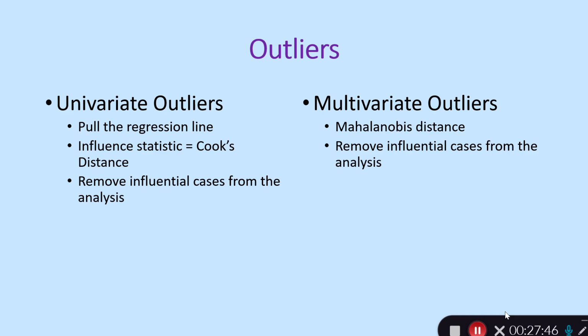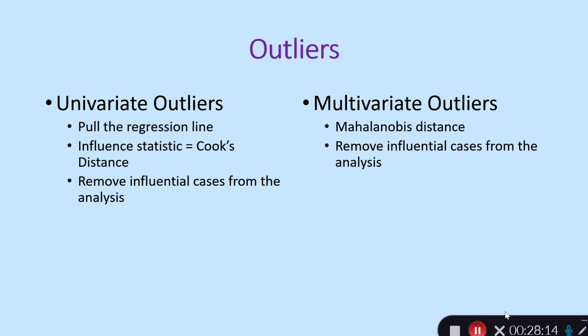Multivariate outliers are quite a complex thing to explain, because when we're talking about multivariate, we're talking about multiple variables. So these are outliers across more than one variable, essentially. Univariate outliers would be an outlier on any individual variable. A multivariate outlier would be an outlier on more than one of our independent variables combined.